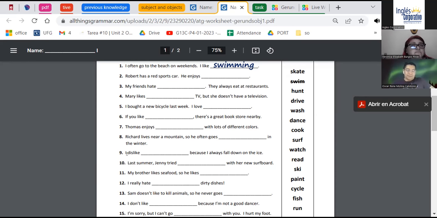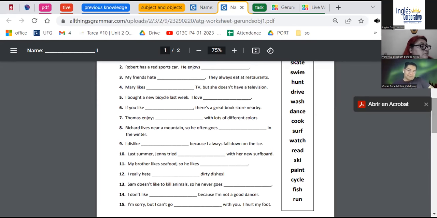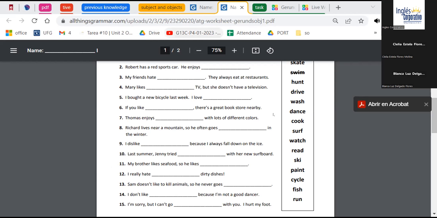I dislike skiing because I always fall down on the ice. Okay. Last summer, Blanca, please help us. Number 10. Last summer, Jenny tried surfing with her new surfboard. Okay, thank you. Very good. Clelia, help us with this one. 11. My brother likes seafood, so he likes fishing. Okay. Rafael, help us with the next one.